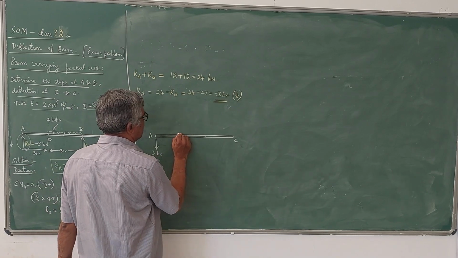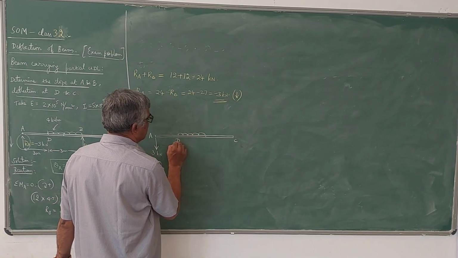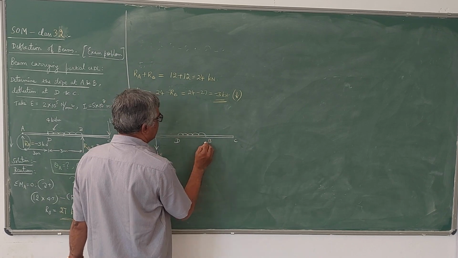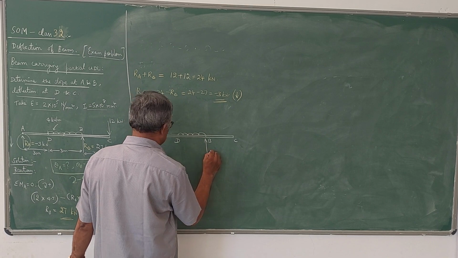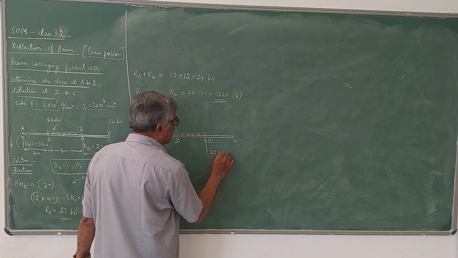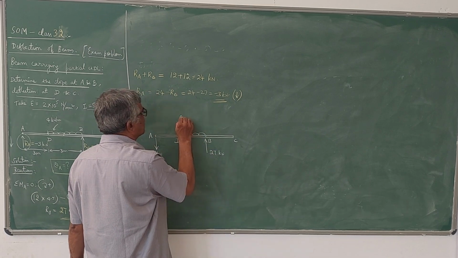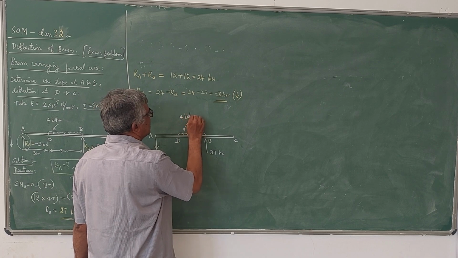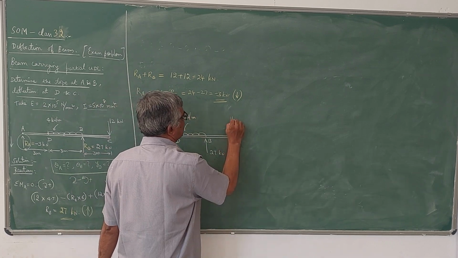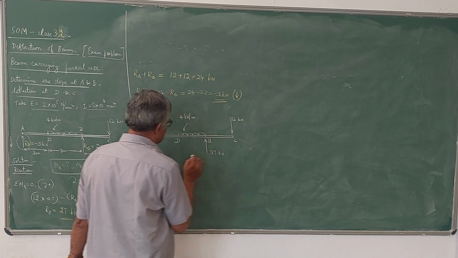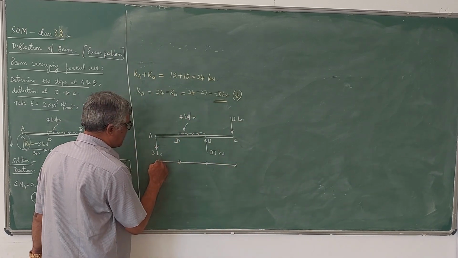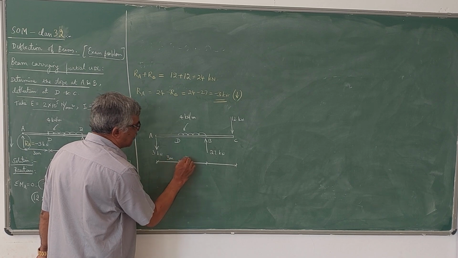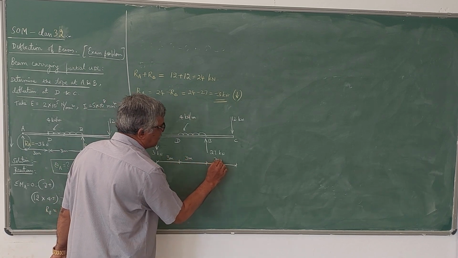From here to here you have UDL, from D to B you have UDL. And at B you have an upward reaction of 27 kilonewton, and this UDL is of course 4 kilonewton per meter, and this is 12 kilonewton. The distances will change, 3 meters each. Now this becomes the free body diagram of the beam.